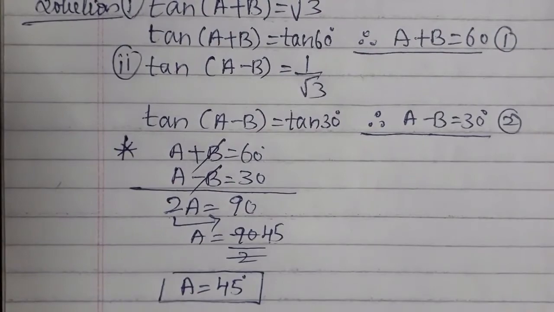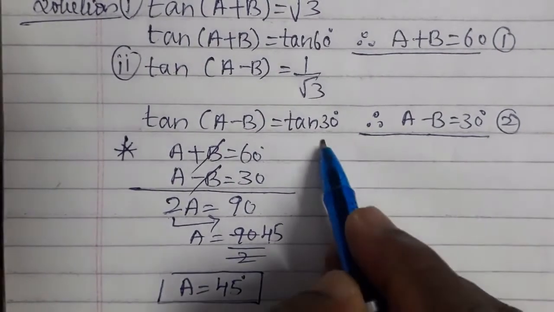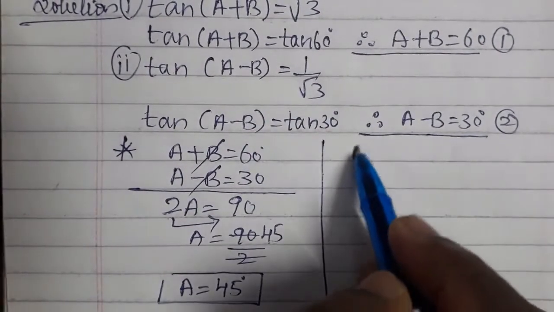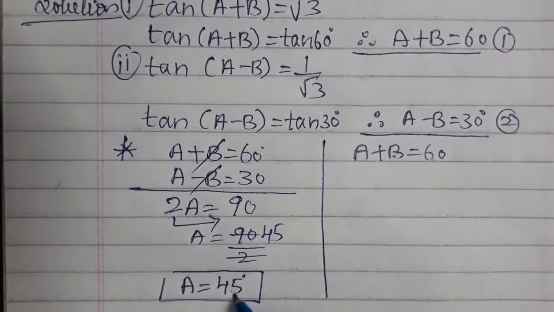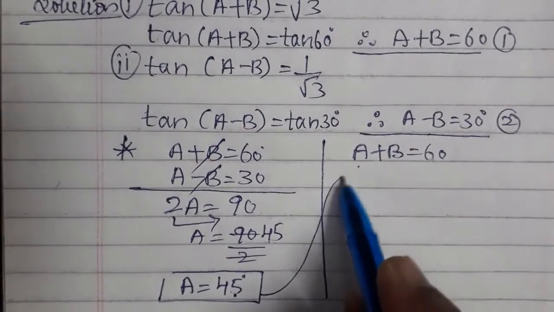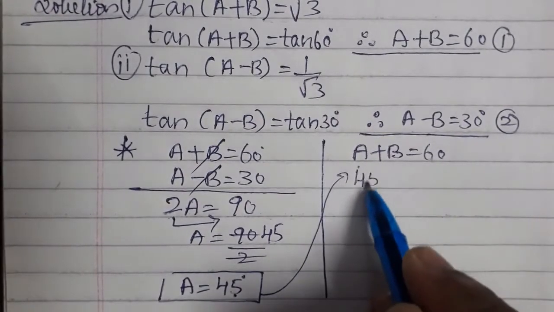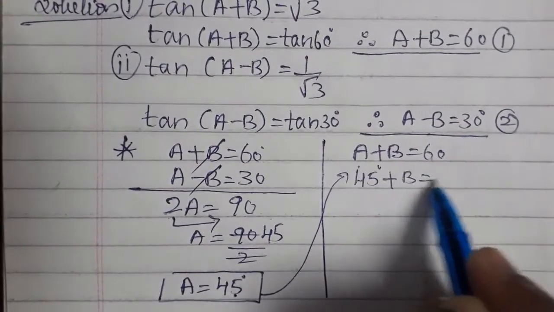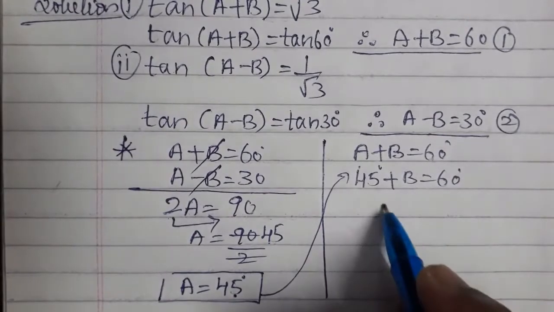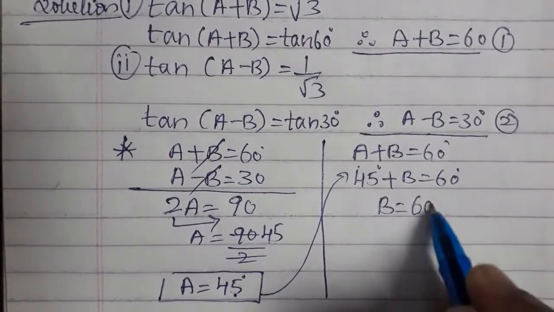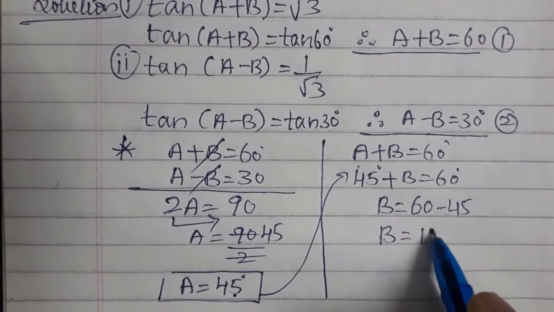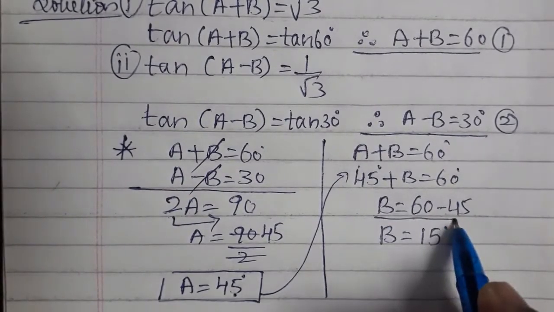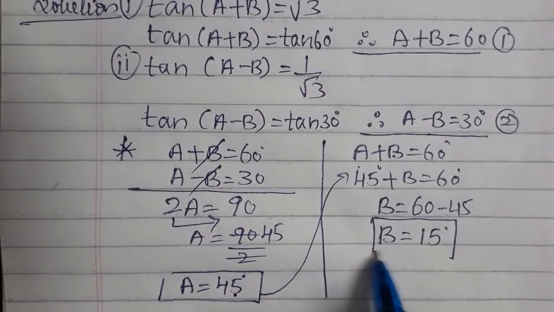Okay. So now what you should do? Substitute 45 degree in any one of the equations. I will take the first equation, a + b is equal to 60 degree. Substitute this 45 in place of a. So 45 degree + b is equal to 60 degree. So b is equal to 60 minus 45. b is equal to 60 minus 45, which is 15 degree. So I got the value of b as 15 degree.